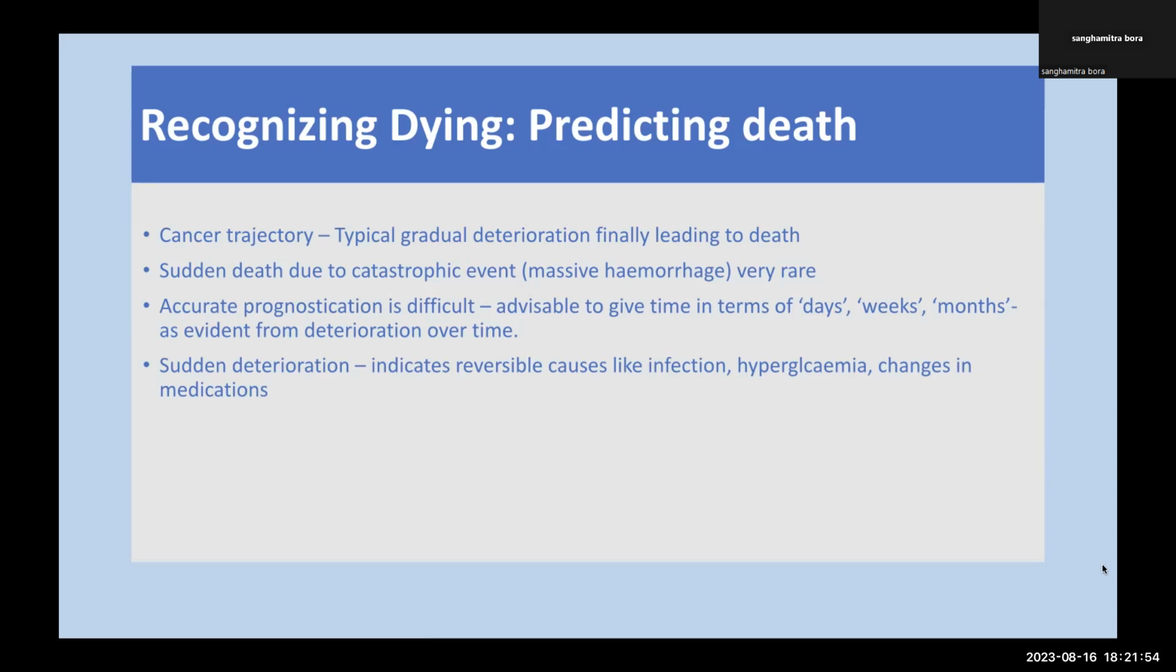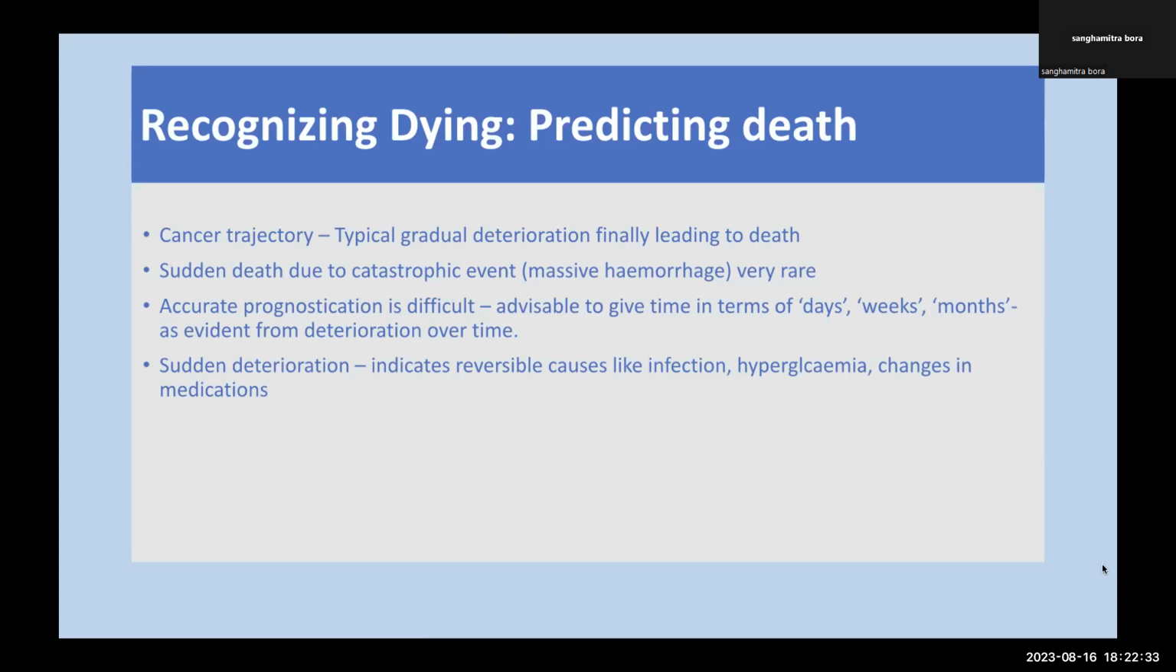So I really don't know whether you have taken a session on prognostication or not. But when we prognosticate, we give the patient the time in terms of days, weeks, or months. If the patient is deteriorating over months, we prognosticate that the patient might actually live for a few months. Similarly with weeks and days.